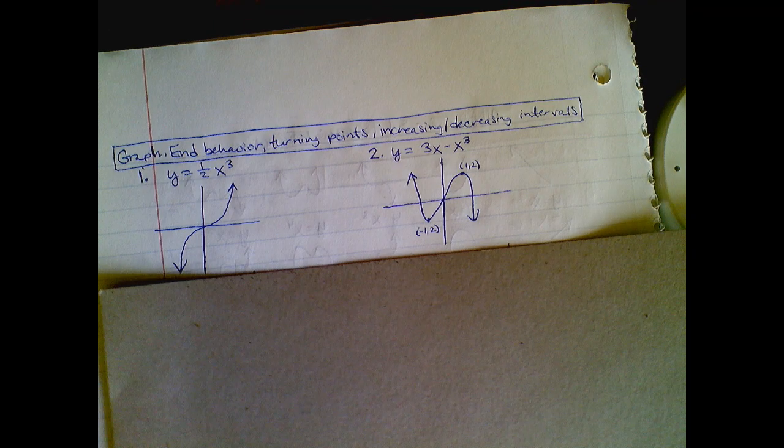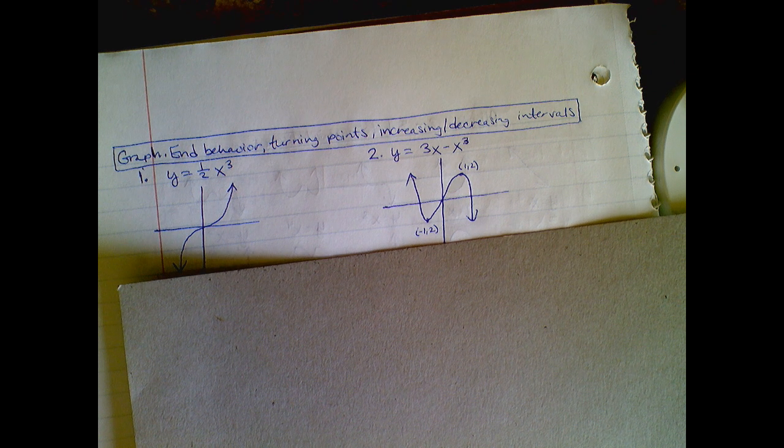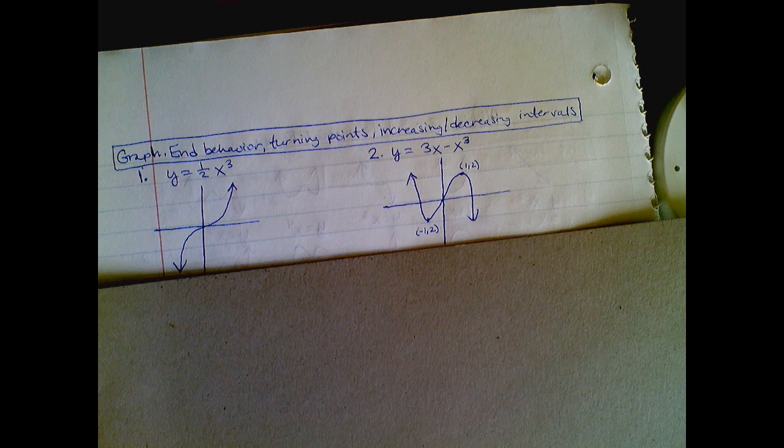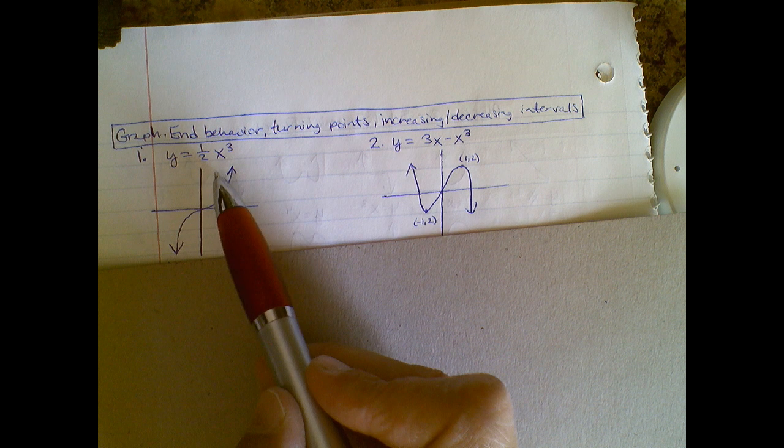Now, in these next couple examples, we're going to not only be talking about the end behavior, but I want to know the turning points and also whether it's increasing or decreasing, the intervals. So for this first one, we have y equals a half x to the third power. So I'd go ahead and graph that on our calculator. So we get it looking like this. And to graph that on your calculator, where we need to go, let me grab my graphing calculator.